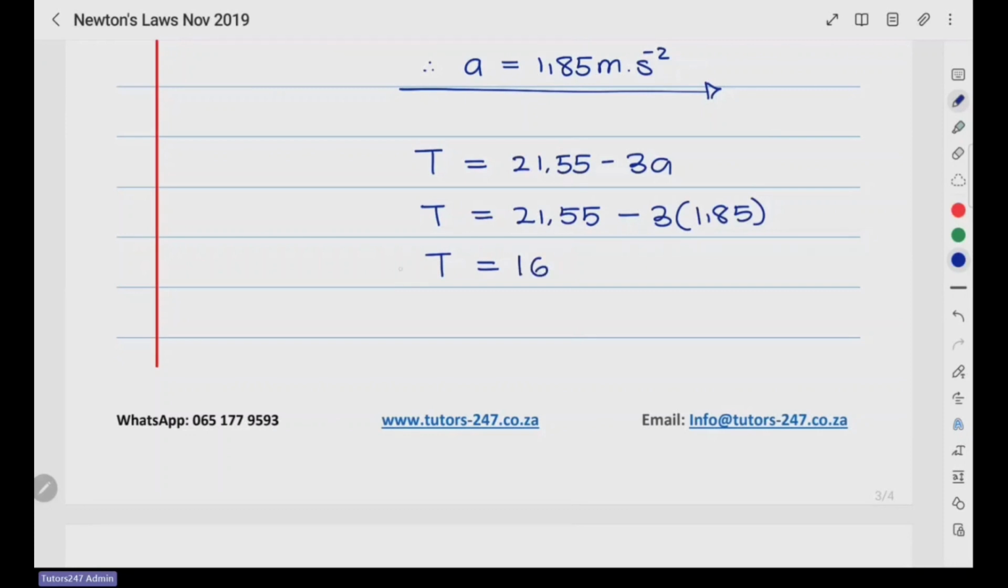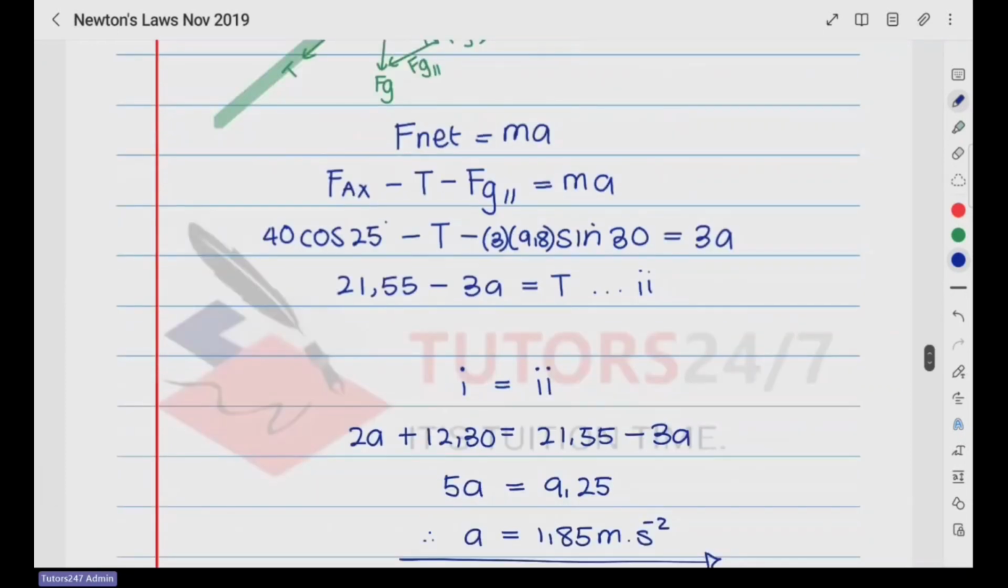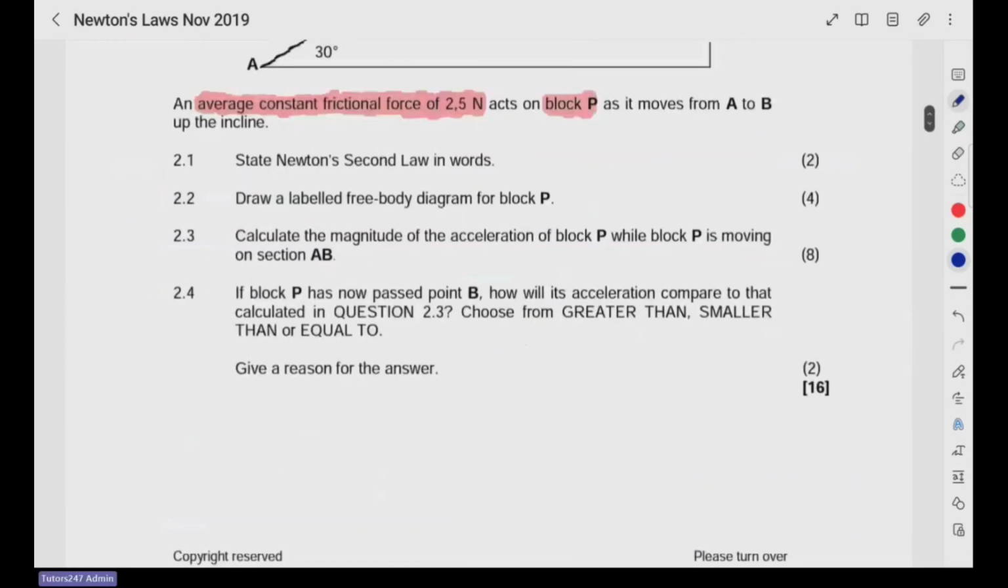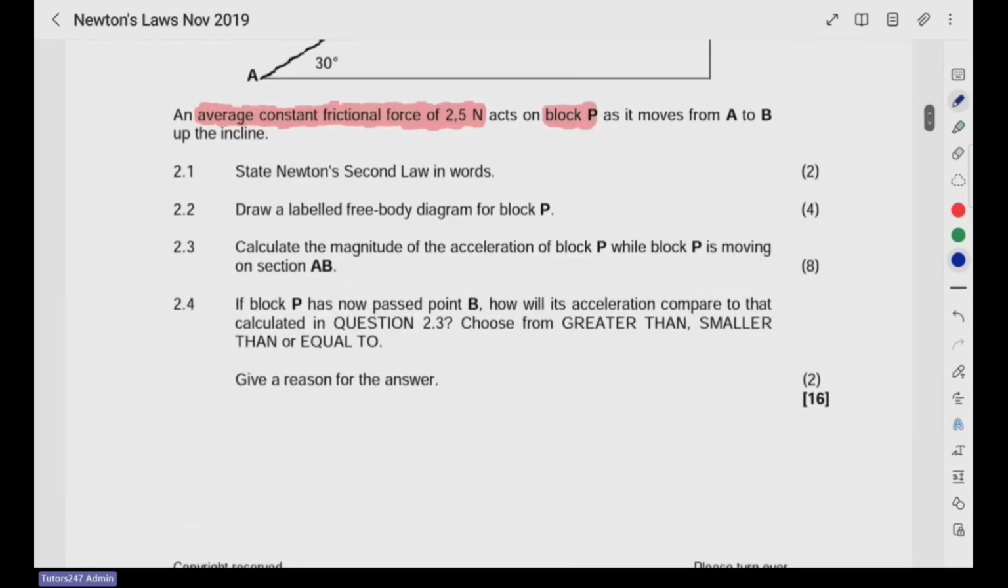And what's the unit of measurement of tension? I do not know. Remember, tension is a force. So its unit of measurement is newtons. So Fg, tension, applied force, normal force, frictional force, those are all forces. So they get newtons as their unit of measurement. Now we have question 2.4.